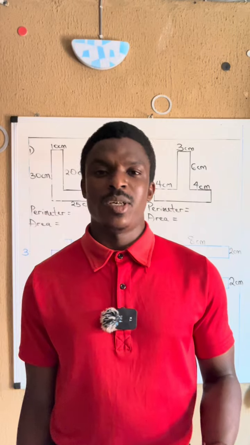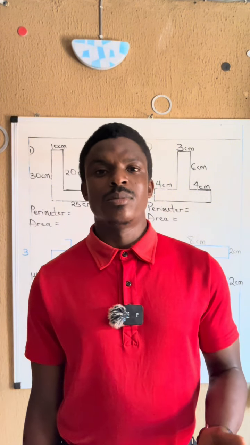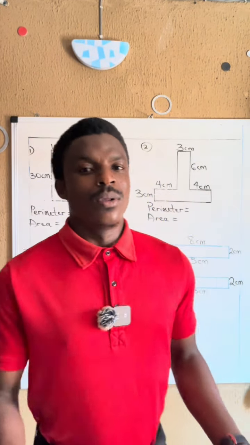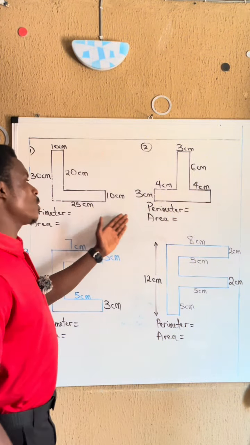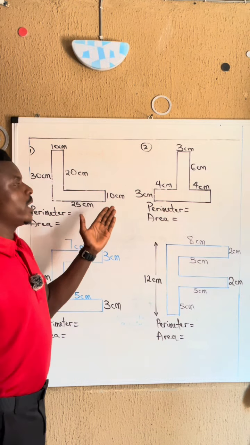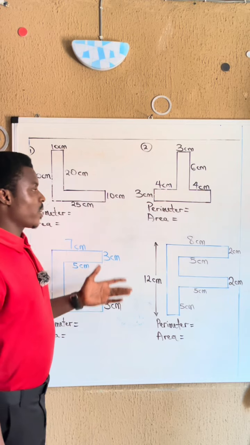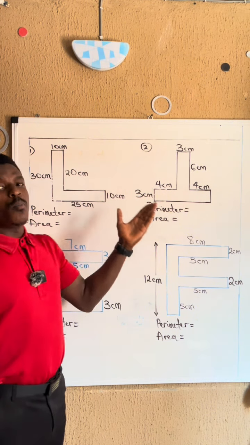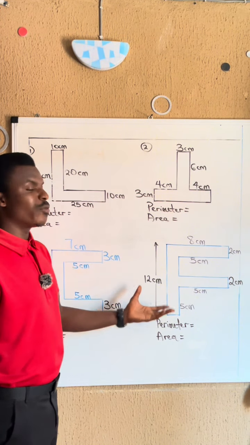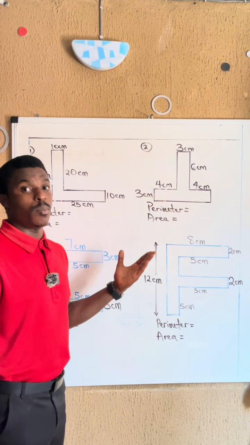Examples of irregular shapes are rectangle, trapezium, kite, and so on. These shapes are not just irregular shapes. They are composite or compound or rectilinear shapes. Yes, they are called compound shapes because they are made up of more than one shape, more than one plane shape.